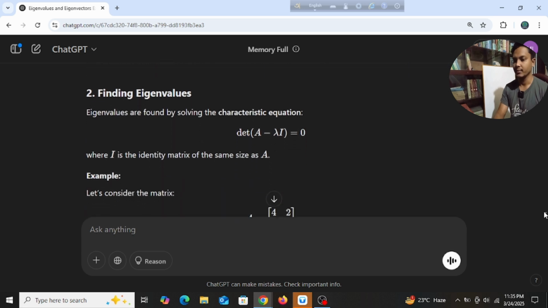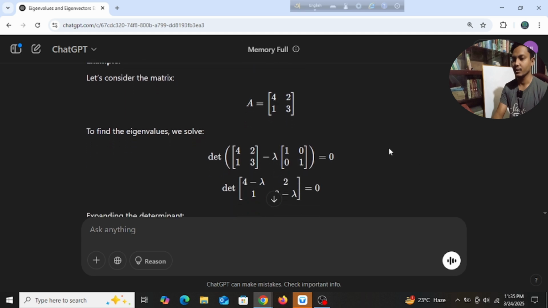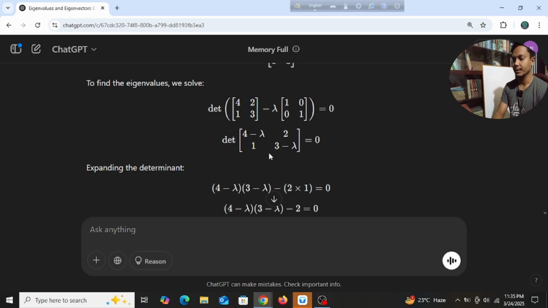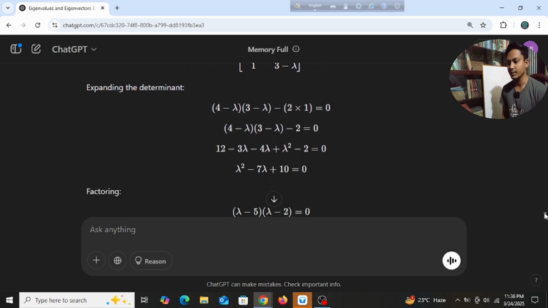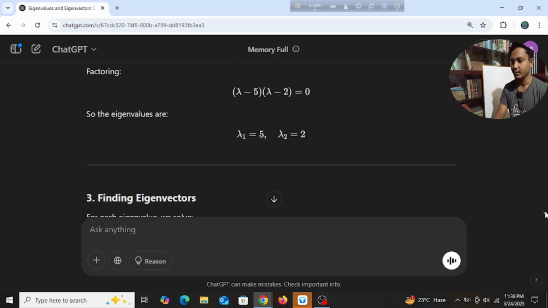Anyway, guys, finding eigenvalues, we know that determinant of A minus lambda I equals 0, where I is the identity matrix of the same size as A, right? So let's consider the matrix [4, 2; 1, 3], and determinant of A minus lambda I. This one we know, the identity matrix, and 4 minus lambda. Expanding the determinant, I see the calculation, right? 4 minus lambda times 3 minus lambda, and after factoring we get this. So the eigenvalues are lambda 1 equals 5, lambda 2 equals 2.